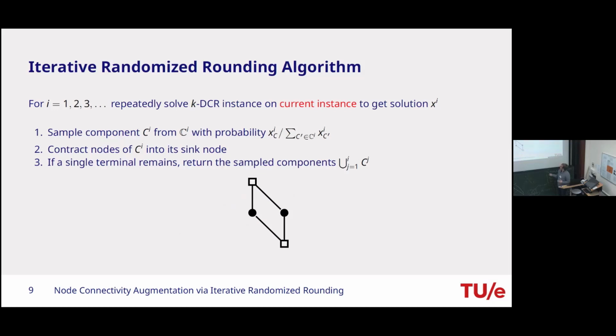So we solve the LP again. We get this blue component here. We contract it, and we're down to a single terminal. So we return the two components, and this is what we find. And our cost is then just the sum of the two component costs.